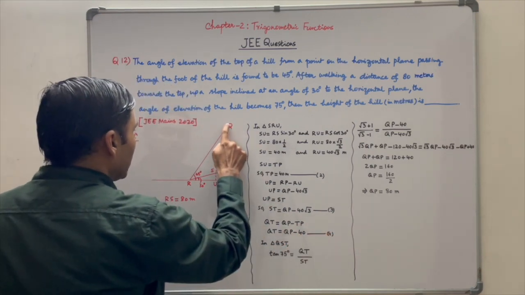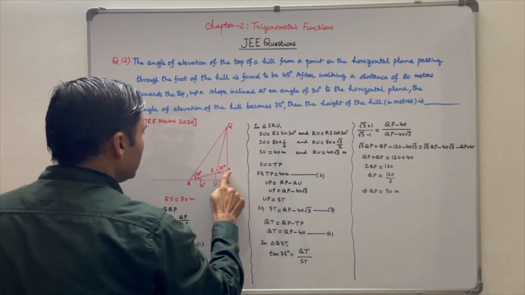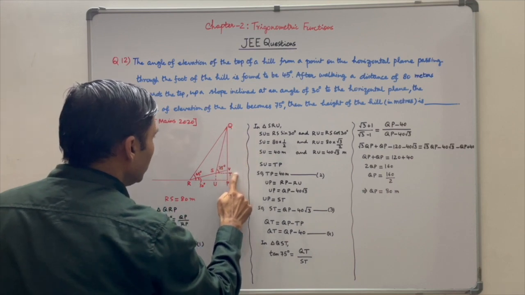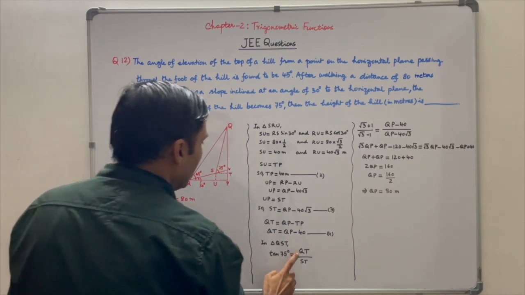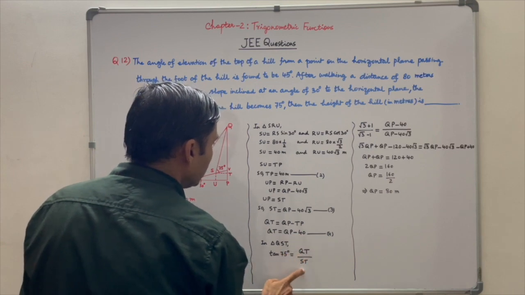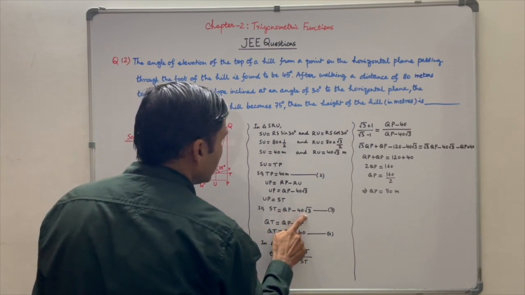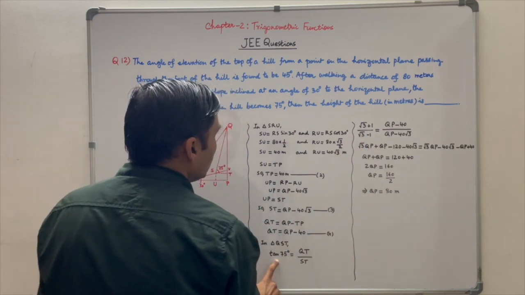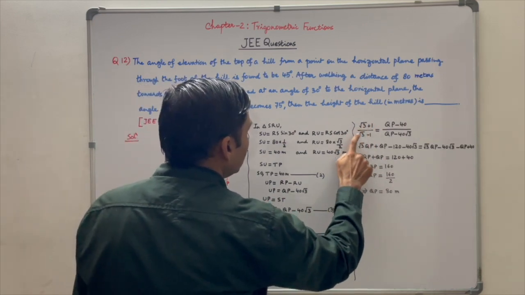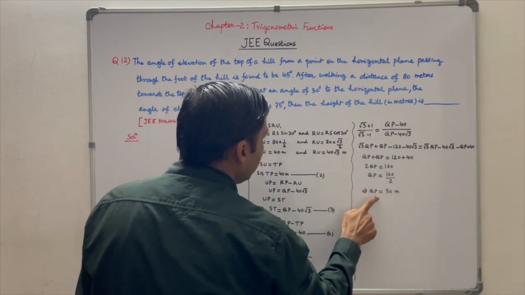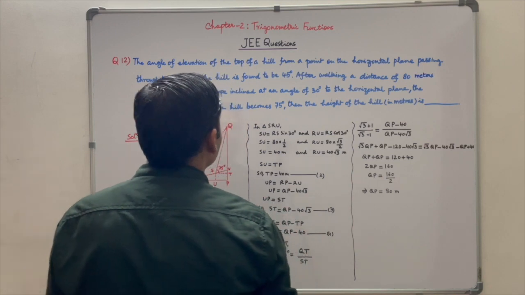In right angle triangle QST, tan 75 degree is equal to QT upon ST. Value of QT is QP minus 40 and value of ST is equal to QP minus 40 root 3. Value of tan 75 degree we know is root 3 plus 1 upon root 3 minus 1. So QP comes out to be 80 meter and that is our answer.